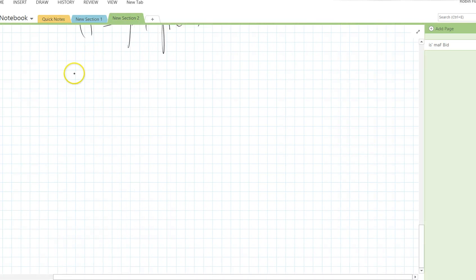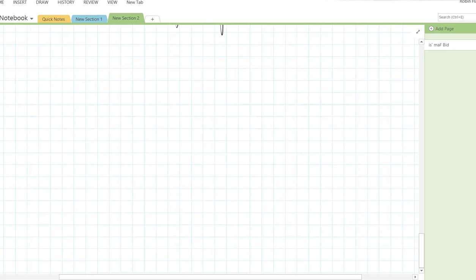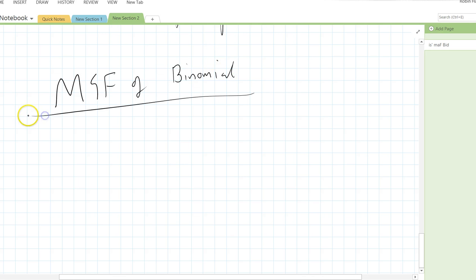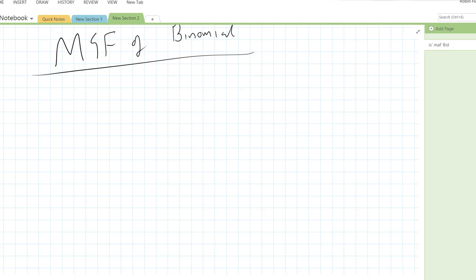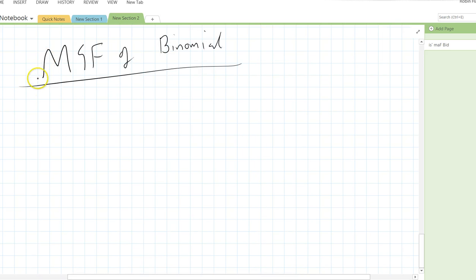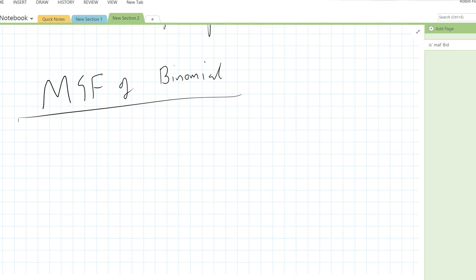Okay, what I'm going to do is derive the moment generating function of a binomial. Well, we know what the answer is because I did it before, but I'm going to do it in a different way. Well, it actually is the same way, but I'm going to do it in a different way anyway. Well, it's the same but different.